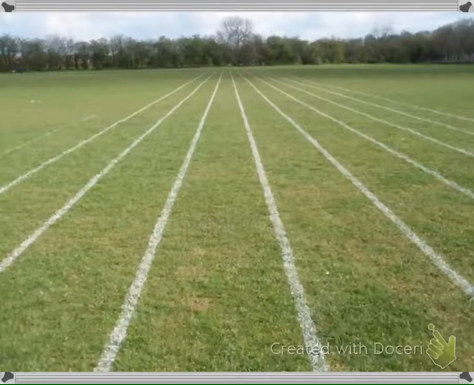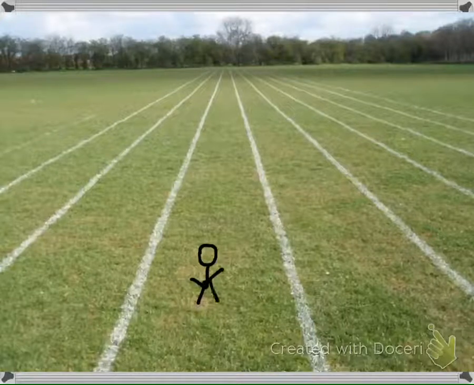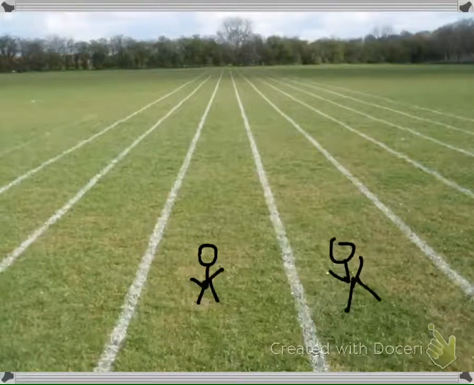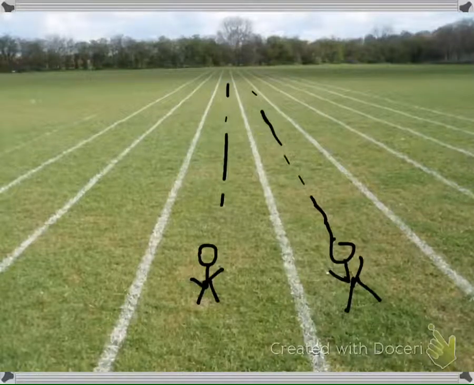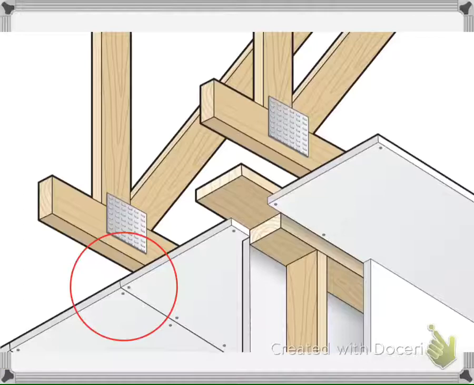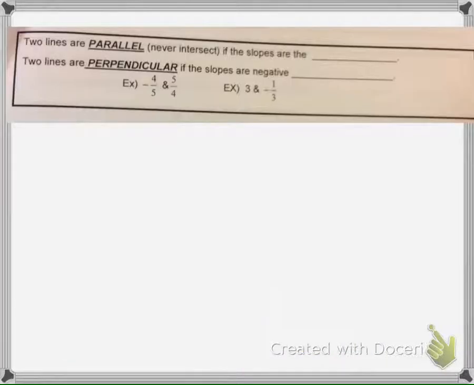If people are running in a race, these lines have to be parallel so that they do not run into each other, just like parallel lines on a road. And then this would resemble perpendicular lines, like when we make doors, or like right here when we're putting a board here, that would make a 90-degree right angle right here. So those are some real life examples of perpendicular lines.